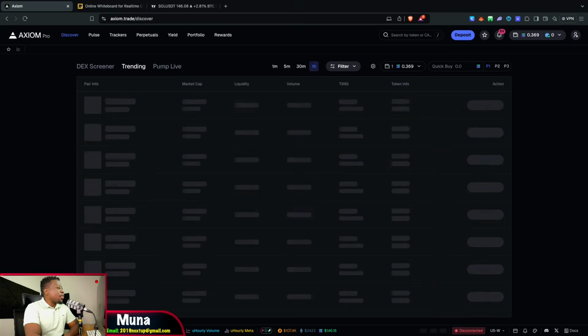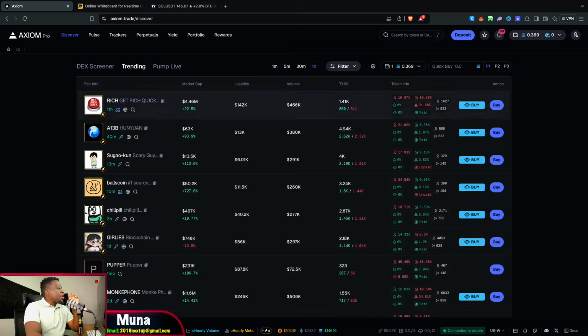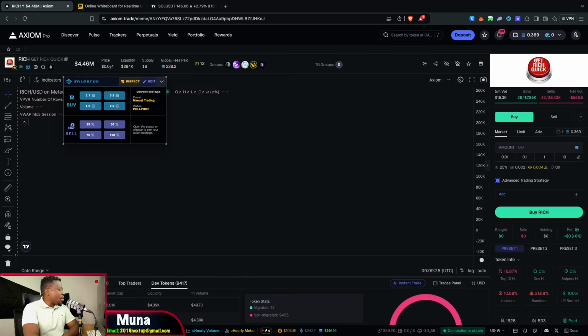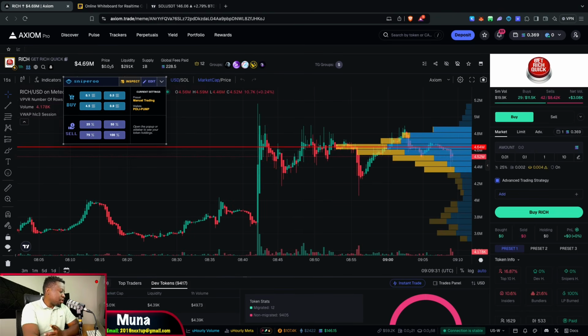And this is one of the reasons why the holder amount is a very good one. So for example, this cryptocurrency has been trending for the past 11 hours, and as you can see, the holder count is around 1622.